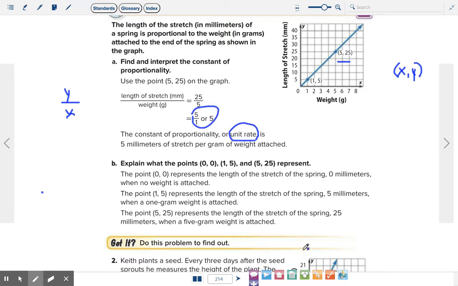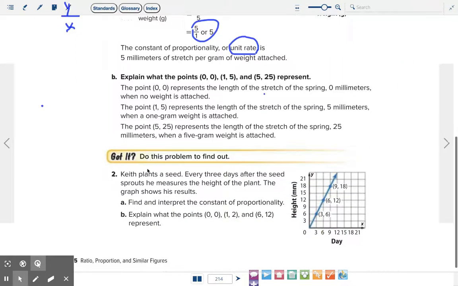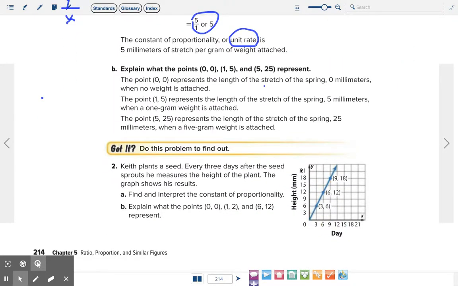And then (5, 25), same thing. It stretches 25 millimeters when 5 grams of weight are attached. So what I want you to do is you're going to try number 2. They give you a graph. It says Keith plants a seed every 3 days after the seed sprouts. He measures the height of the plant. The graph shows his results. So find and interpret your constant. Remember, it's y over x. Then explain what these 3 points mean.